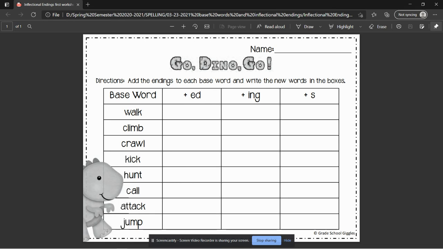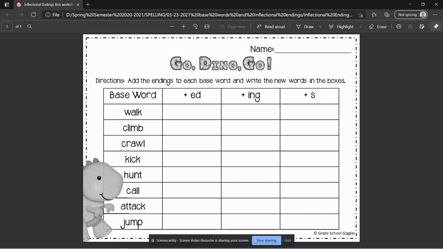So basically, all you have to do is write the base word and then just add the ending. So you would write walk and then you would add ed at the end. And for ing, you would do the same thing. You would write walk and then you would write ing at the end, and it would say walking, which means that it's actually happening right now. It's in the present. Walked means that it happened in the past. This stuff already happened.